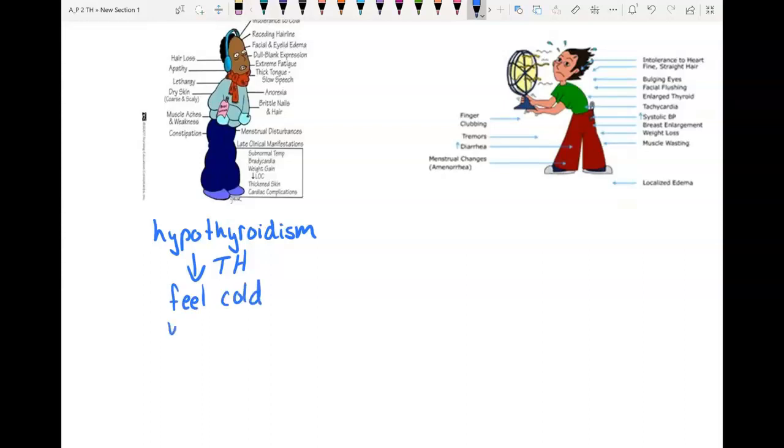You might have weight gain because your metabolism is slowed down. You're going to feel tired all the time. You're going to have fatigue because your cells just can't make enough ATP if your thyroid hormone is too low. So people who have hypothyroidism are probably cold and tired all the time and gaining weight.